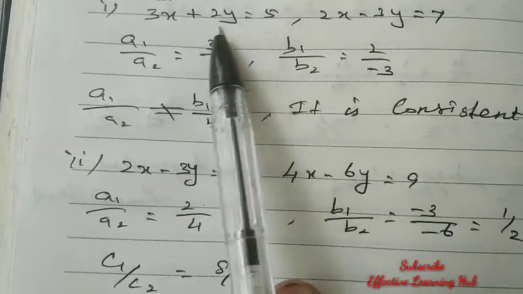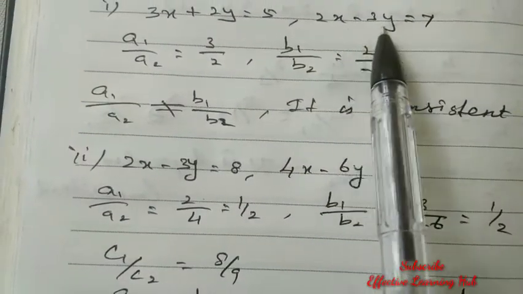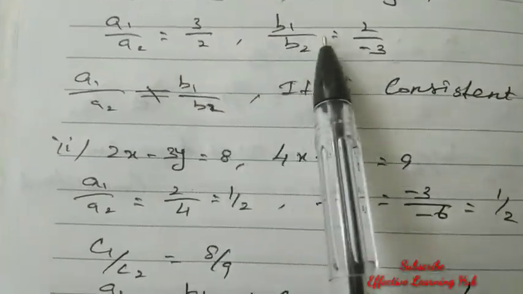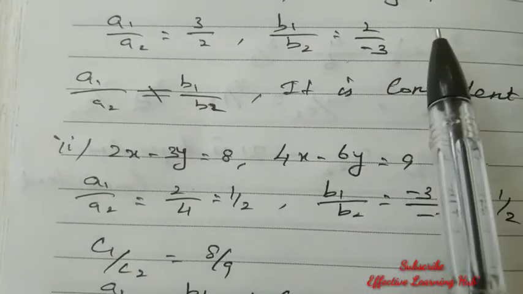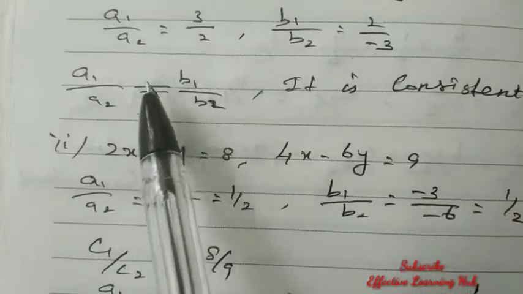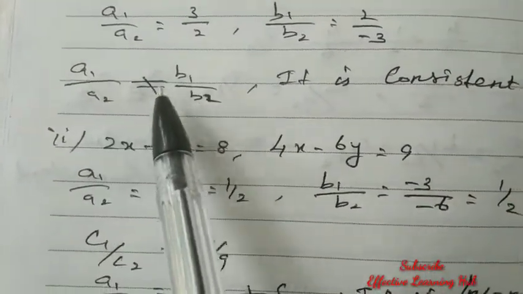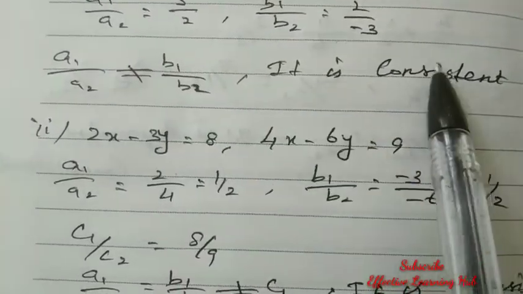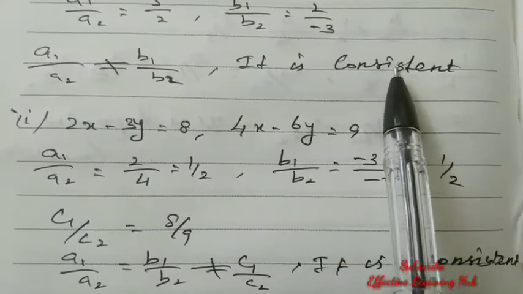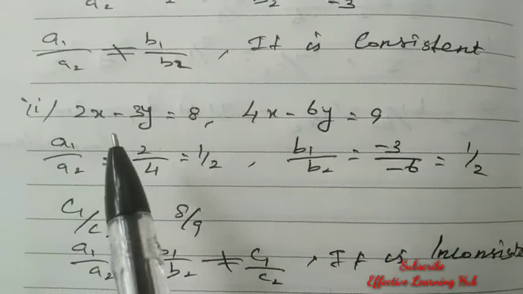Next, b1 by b2: 2 divided by minus 3. Both are not equal. a1 by a2 answer 3 by 2, b1 by b2 answer minus 2 by 3. So not equal. a1 by a2 not equal to b1 by b2. It is consistent.